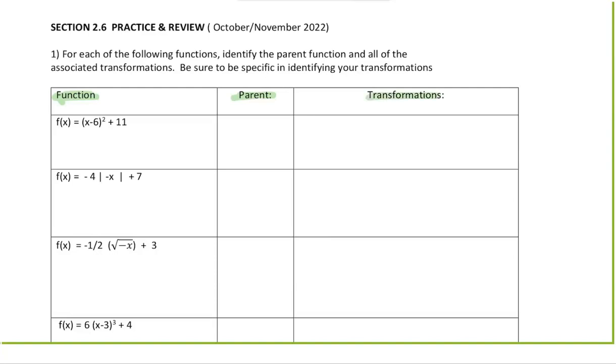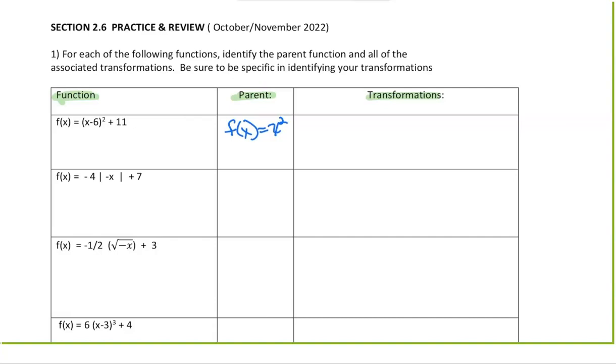Okay, so I said in class that the best way to identify the parent is to take away all the numbers. So that means ignore this, ignore this. What are you left with? You're left with f of x equals x squared. So that's the parent function.